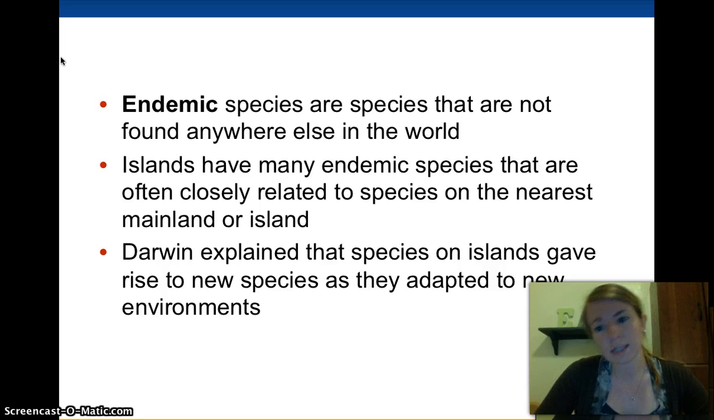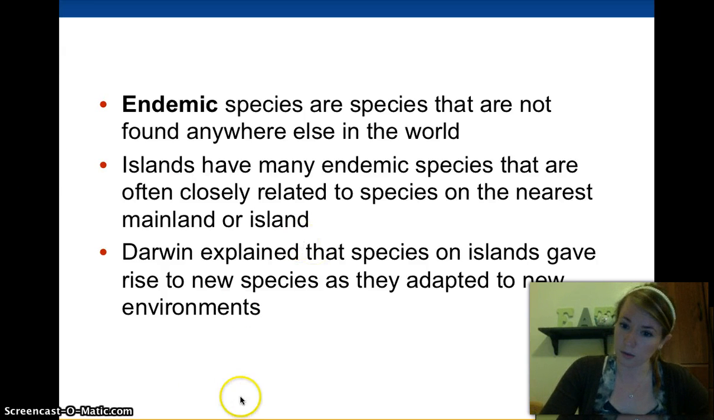And then Darwin, so the example, this is the Galapagos, of all the birds with the different sized beaks, etc. And so Darwin used this to explain that species on islands give rise to new species as they adapt to new environments. And those are pieces of evidence for evolution.